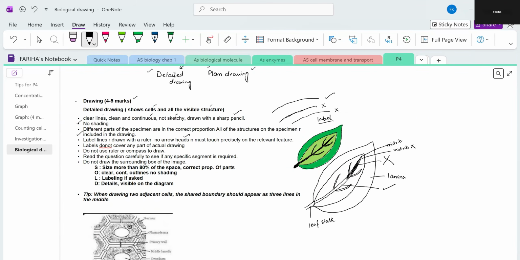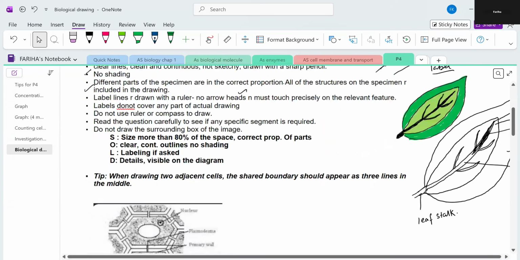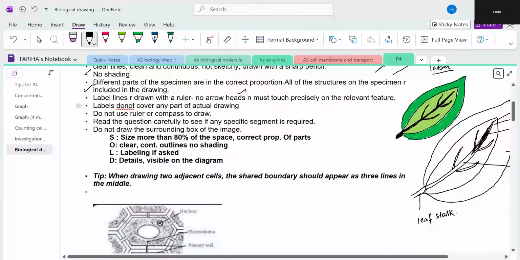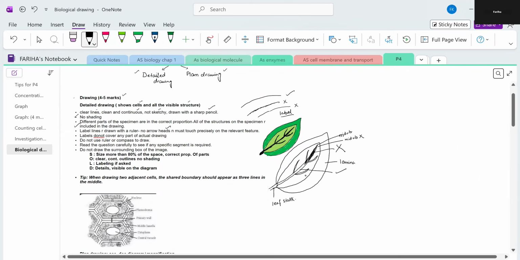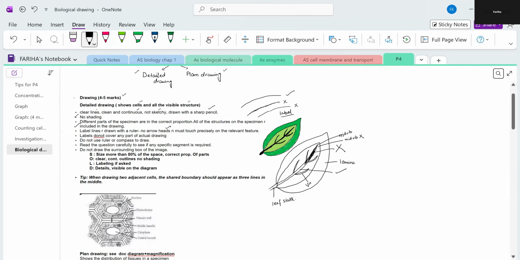Okay, so this is a midrib. Then labels do not cover any part of the actual drawing. What does it mean? Sometimes students label within the diagram. How are they going to label the vein? They label the vein sometimes within the diagram. So it will get wrong.